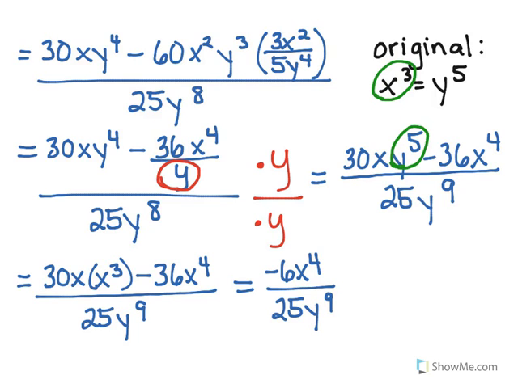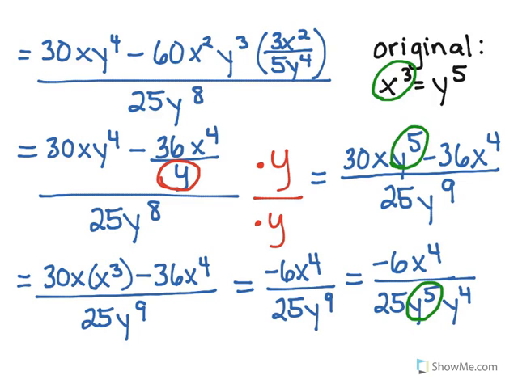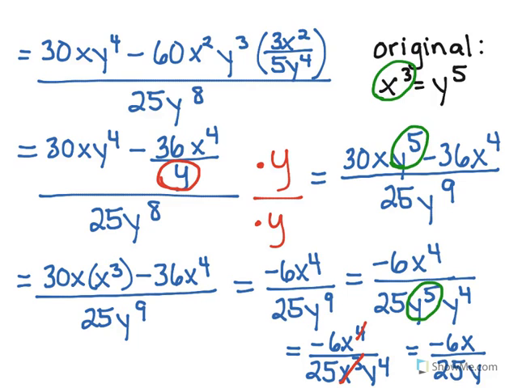However, the bottom has y to the ninth, and I know y to the fifth is equal to x cubed. So what I'm going to do is split this apart a little bit further. Negative 6x to the fourth over 25, this is y to the fifth times y to the fourth to get to y to the ninth. And now I can substitute again and get rid of this y to the fifth. So now I'm going to have negative 6x to the fourth over 25 x to the third y to the fourth, and now I can reduce the x's. So I can cross off the exponent 4 up top and get rid of the x cubed on the bottom completely, and my final answer will be negative 6x over 25y to the fourth. And that is the second derivative of the function x cubed equals y to the fifth.